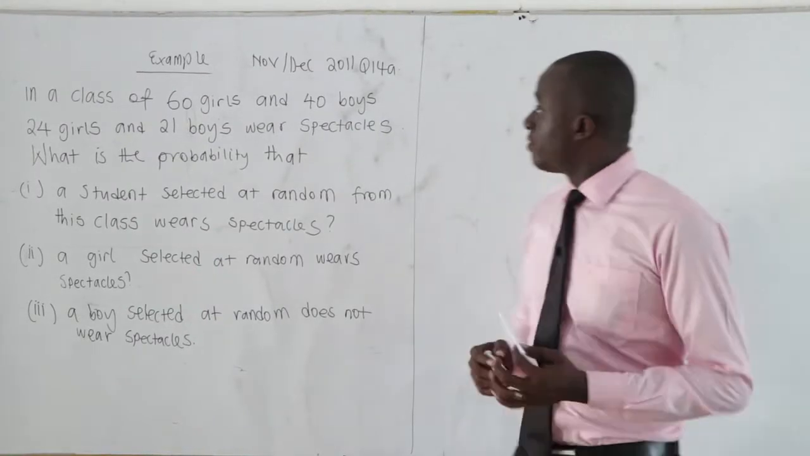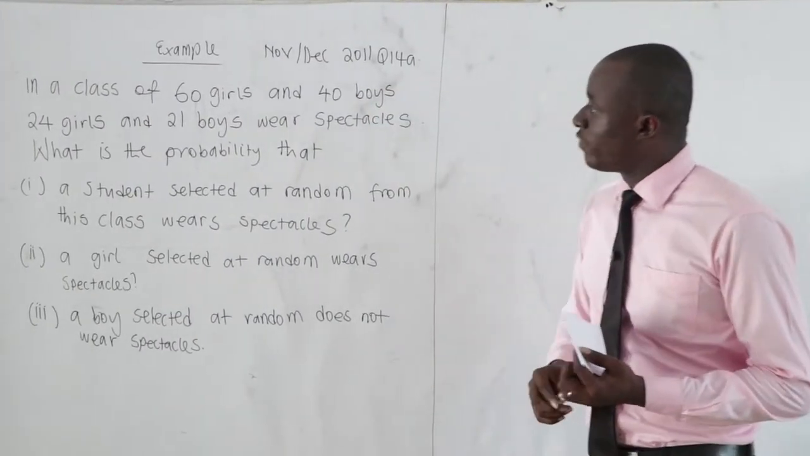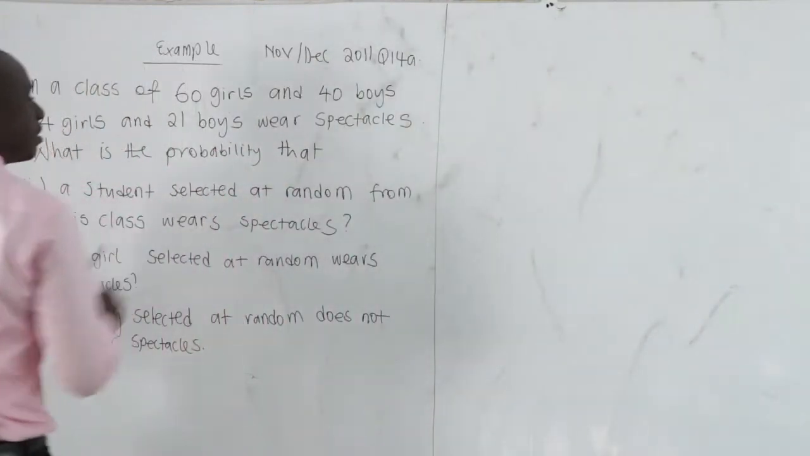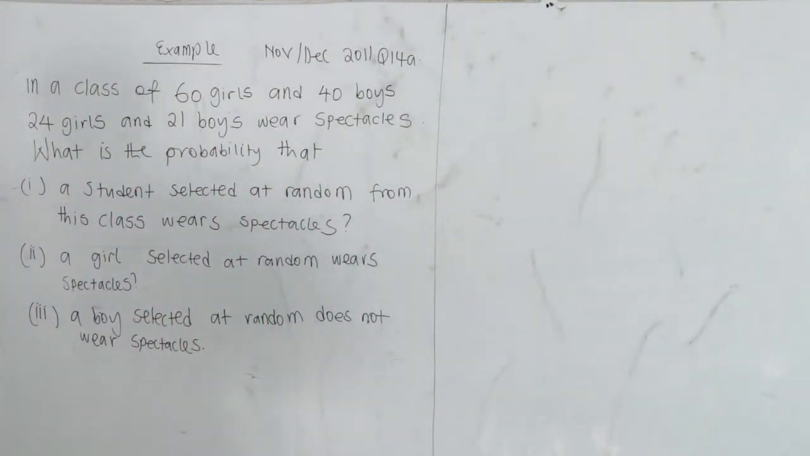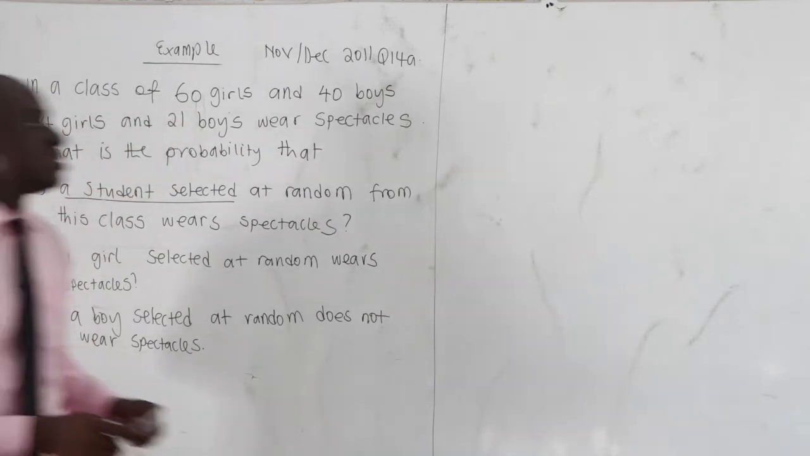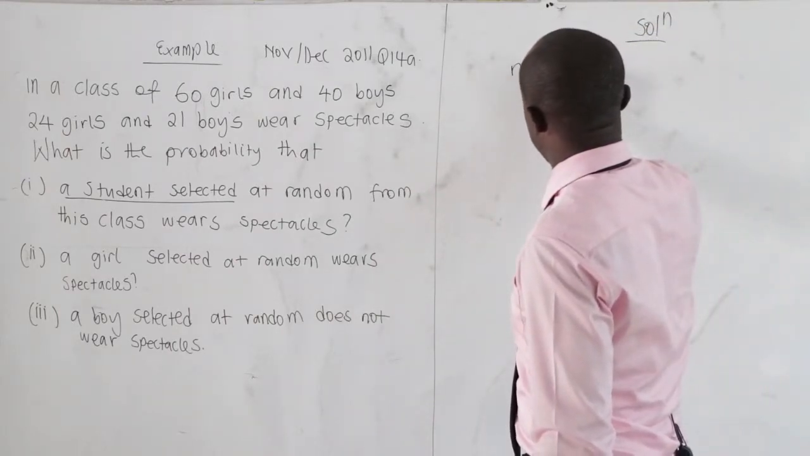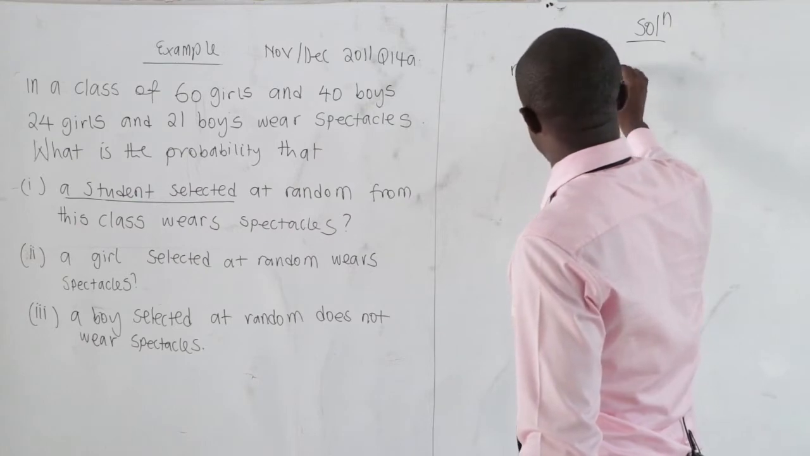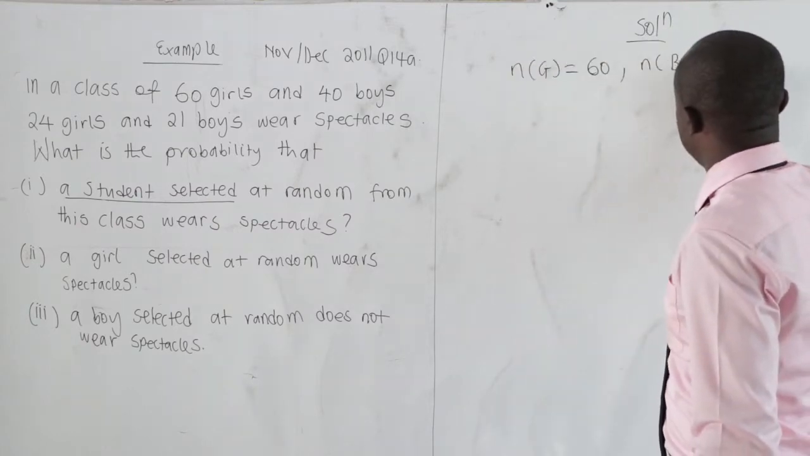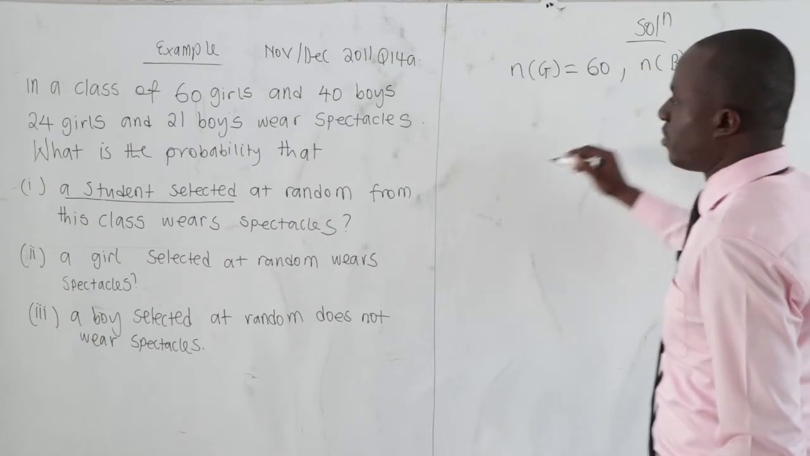Now let's consider this past question. This is NOVDEC 2011, question number 14A. In a class of 60 girls and 40 boys, 24 girls and 21 boys wear spectacles. What's the probability that a student selected at random from this class wears spectacles? So here the sample space that we have to consider is all the students. We have 60 girls and 40 boys.